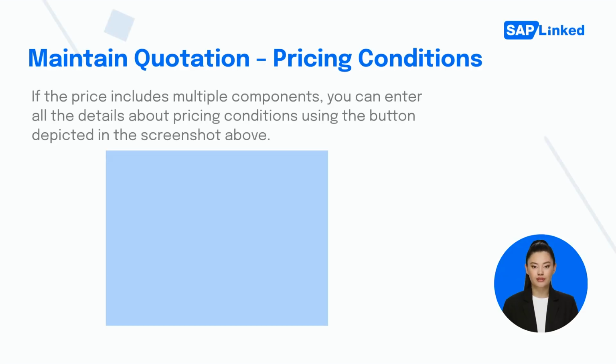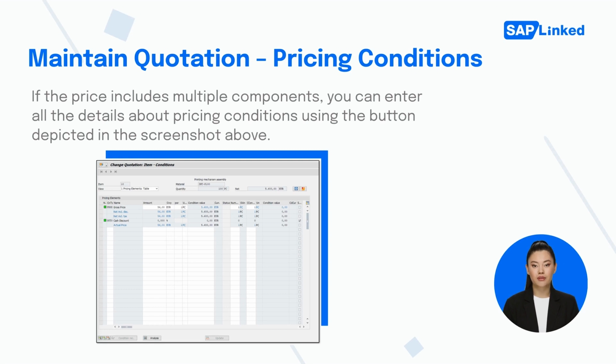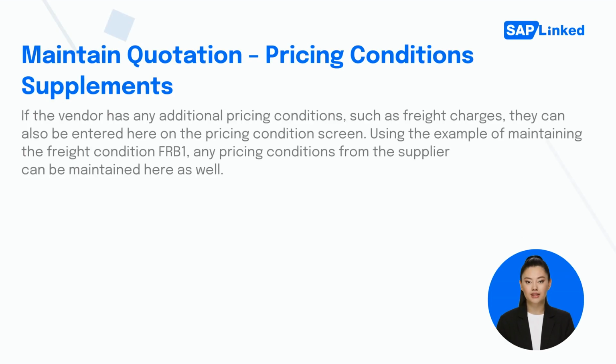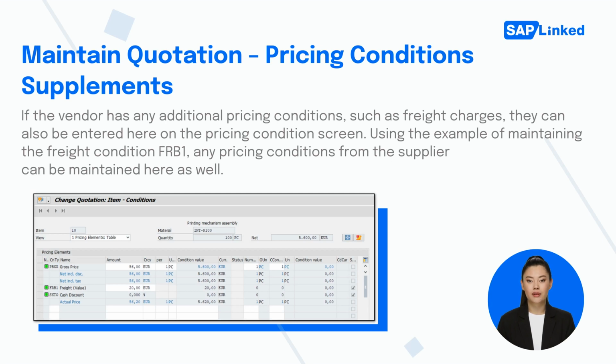If a purchase order text is necessary for the vendor and material, please make sure to provide it on the text overview screen. You can reach there by clicking on the Text button. If the vendor has any additional pricing conditions, such as freight charges, they can also be entered here on the pricing condition screen. Using the example of maintaining the freight condition FRB1, any pricing conditions from the supplier can be maintained here as well. After returning to the screen with the items overview, click the Save button on the toolbar to create the quotation. All other quotations from different vendors should be maintained in the same manner.